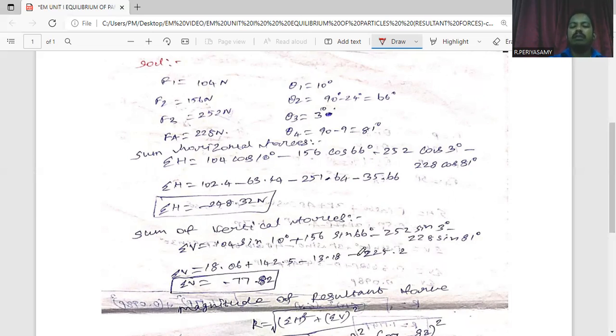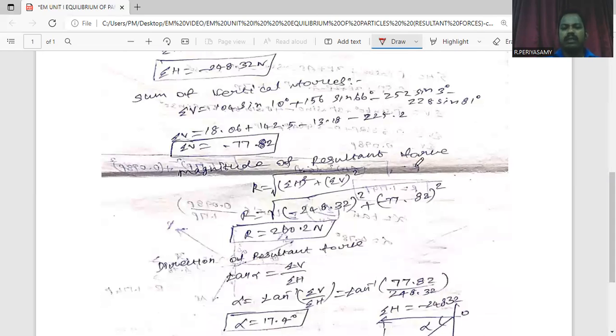225.2. Finally, we simplify these steps. We found the sum of vertical components equal to minus 77.82. Now we have the sum of horizontal components and the sum of vertical components. Next, we have to find the magnitude of the resultant force.